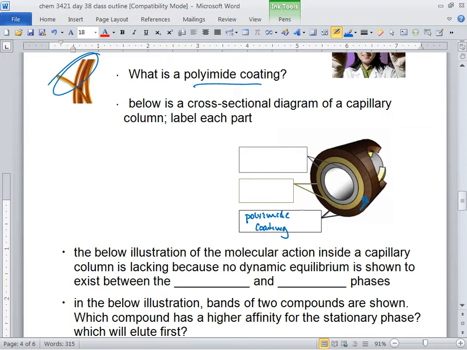And then immediately below it would be anybody? The column, the glass, right? The glass, that tube, whatever you want to call it, the glass capillary, the glass tube, the column wall, ultra pure glass, okay? Then the innermost layer is the stationary phase. And it is a liquid.